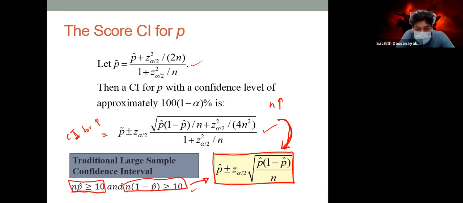In the question, if I give you n as 20 or 25, something like that, you have to stick with these two. You have to first find P tilde and then plug P tilde into this equation and find the confidence interval. Otherwise, if you have n equals 40 or greater than 40, you can easily use this. That's how it works.